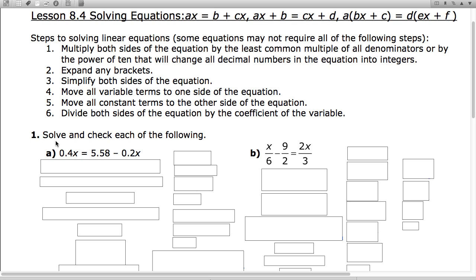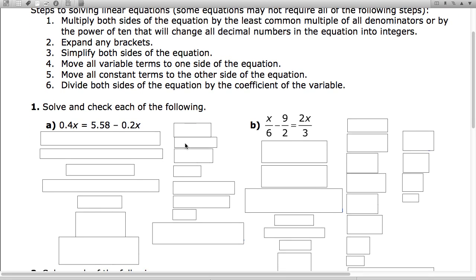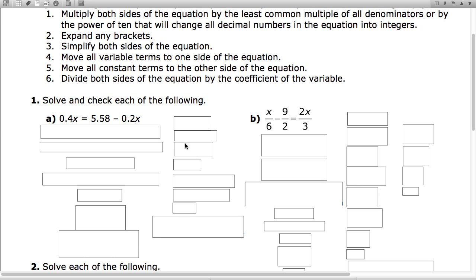So in question number 1, we want to solve and check each of the following. First one, we've got 0.4x equals 5.58 minus 0.2x. Now, notice that we've got a single variable x, but it's located in more than one place in the equation, which means we can no longer use just the method of inverses to solve this. We have to have another method.